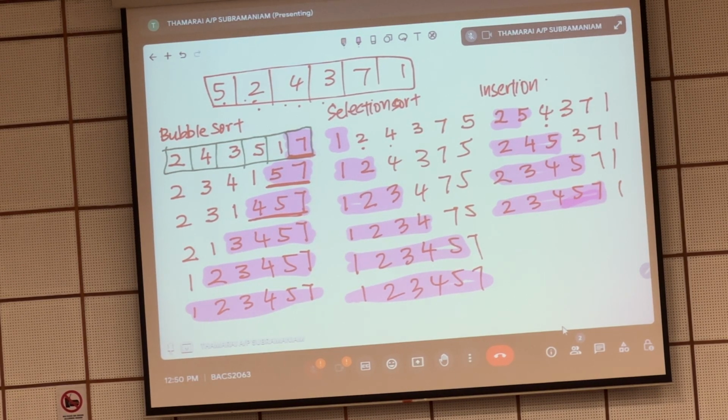Okay, and finally we have 1, 2, 3, 4, 5, 7. Okay, sorted. Alright, okay. So this is how you do sorting, okay?